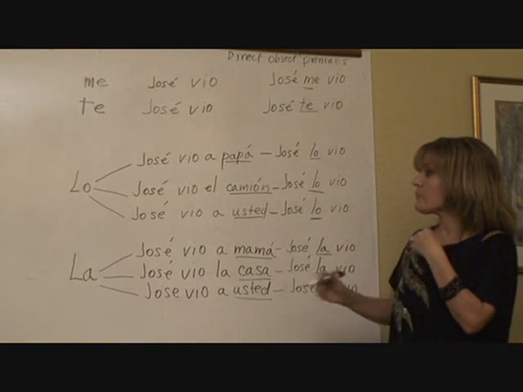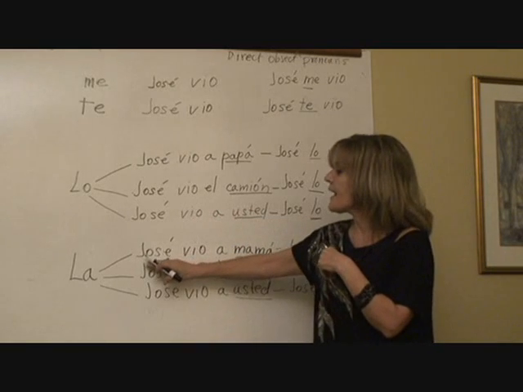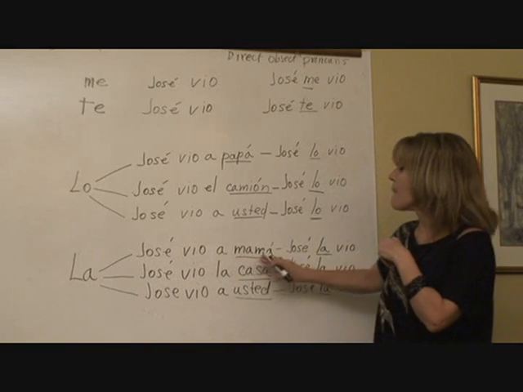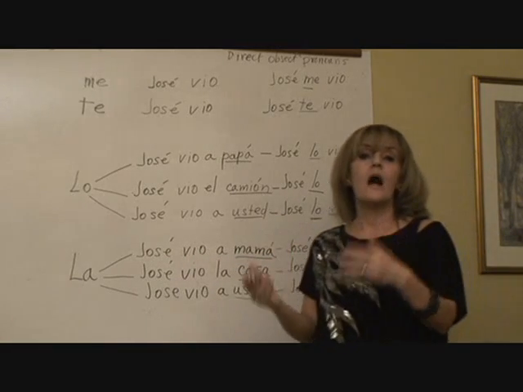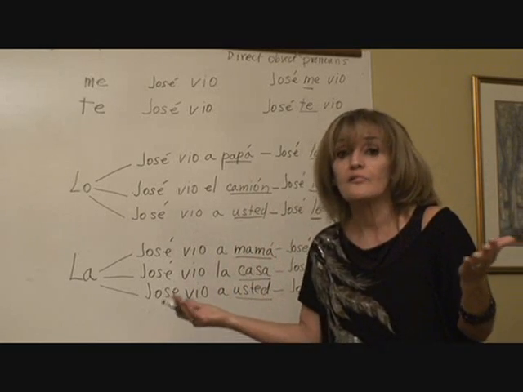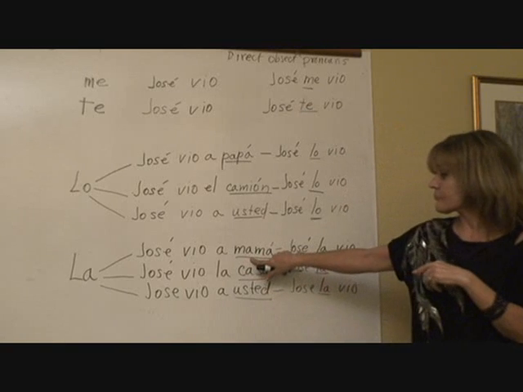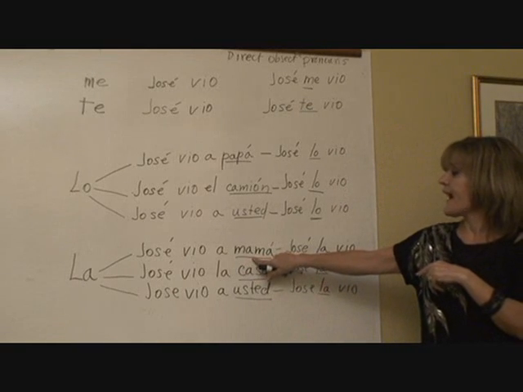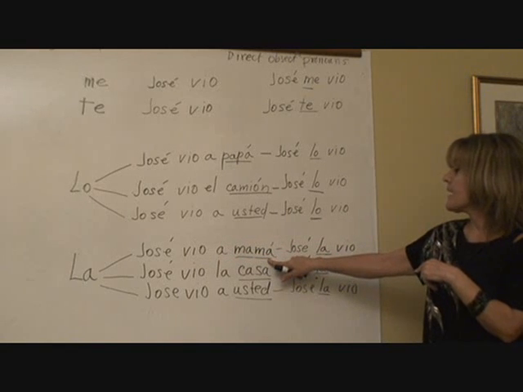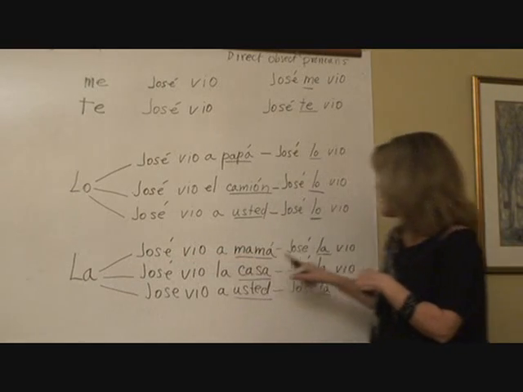So let's do some examples. I'm doing, as I've said before, the same examples. José, or José in Spanish, José vio a mamá. José saw mom. José vio a quién? José saw whom? A mamá. Mamá receives the direct action of the verb vio, and therefore is the direct object, and it is replaced by the direct object pronoun la.